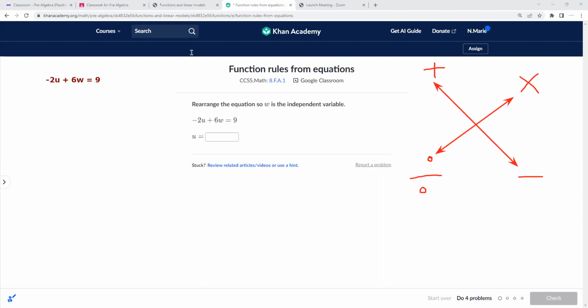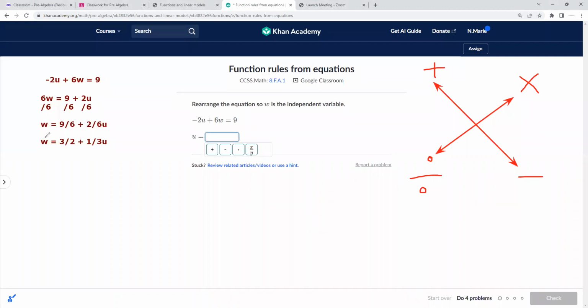Same thing here. I want to get the w alone. So let's add the 2u to the other side. Now I want to get rid of this 6. Well, when something's being multiplied, you divide. So I now have w equals 9/6 plus 2/6u. Always simplify your fractions. The first fraction can be divided by 3, which will get you 3/2. The second one can be divided by 2, which gets you 1/3. And there it is, and that's pretty much in slope-intercept form.